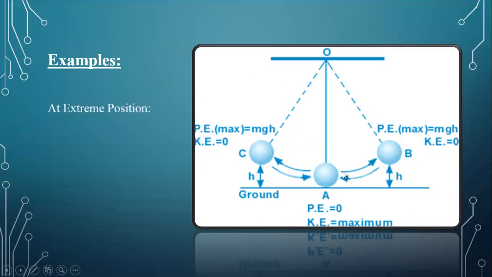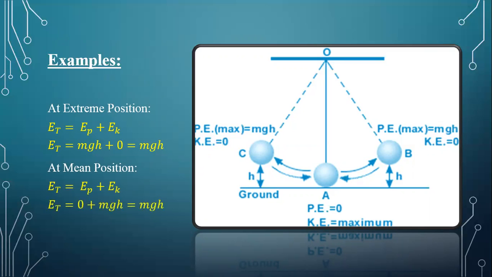So we can prove mathematically that the total energy equal to mgh plus 0 is equal to mgh at the extreme position. This is the sum of potential and kinetic energy at the extreme position. At the mean position, where potential energy is 0 and kinetic energy is maximum, again the total energy is equal to mgh. So during its oscillation, the total energy remains the same, but energy changes from one form to another form.